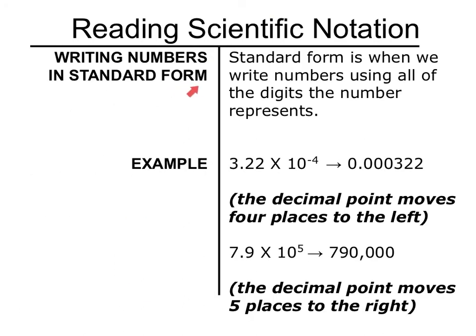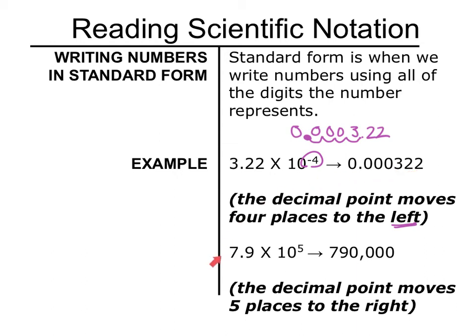All right, writing numbers in standard form. Standard form is when we write the numbers using all the digits that the number represents. So in this example, I have 3.22 times 10 to the power of negative 4. So what I'm going to do is start by writing 3.22, and then I'm going to move my decimal point 4 places to the left. So I'm going to move it 1, 2, 3, 4 places, and I'm going to add zeros as placeholders. And that's where we get this number.